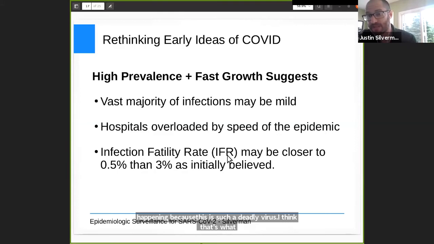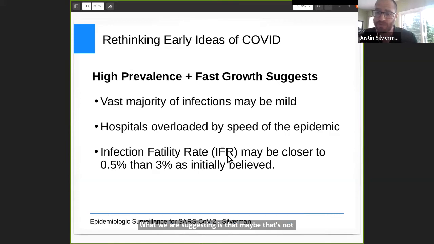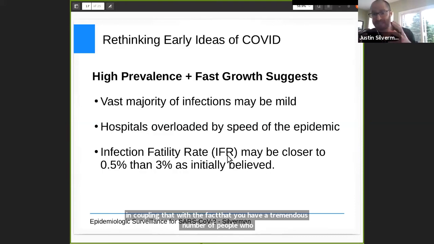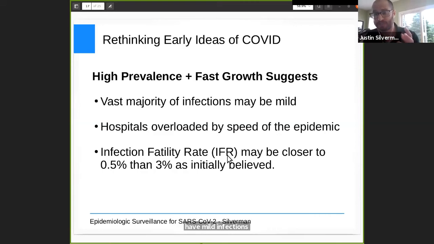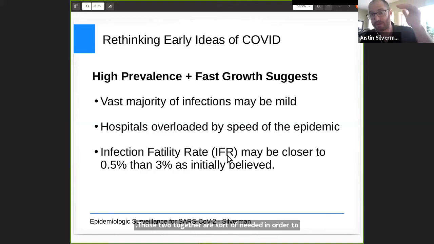What we're suggesting is that maybe that's not the defining characteristic of COVID. It is deadly. I mean, it's deadlier than the flu. But really what's truly remarkable about it is how fast it spreads. And this fast growth, coupled with the fact that you have a tremendous number of people who have mild infections, right? Those two together are sort of needed in order to explain what we were seeing, both explaining the fact that there are more infections than we thought, and it's growing faster.